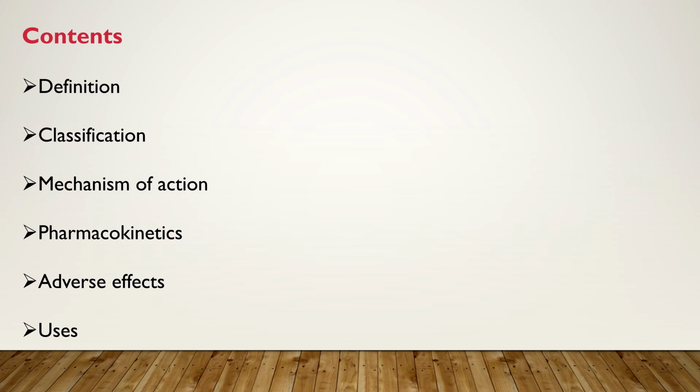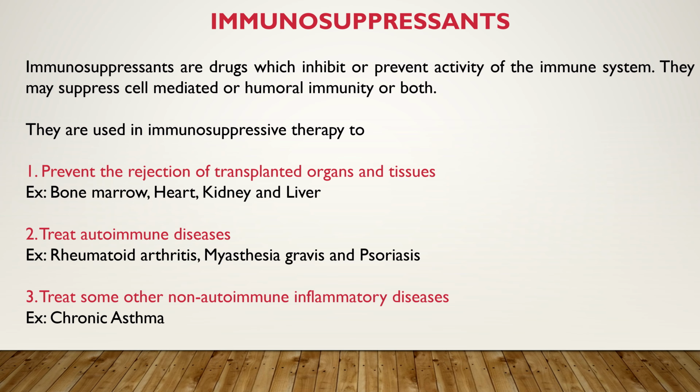Contents: definition, classification, mechanism of action, pharmacokinetics, adverse effects, and uses. Immunosuppressants are the drugs which inhibit or prevent the activity of the immune system. In the name itself it is there. Immuno means immunity, suppressants means suppressing, so the agents which suppress the immunity we call immunosuppressants. These will suppress either cell mediated or humoral immunity or both.